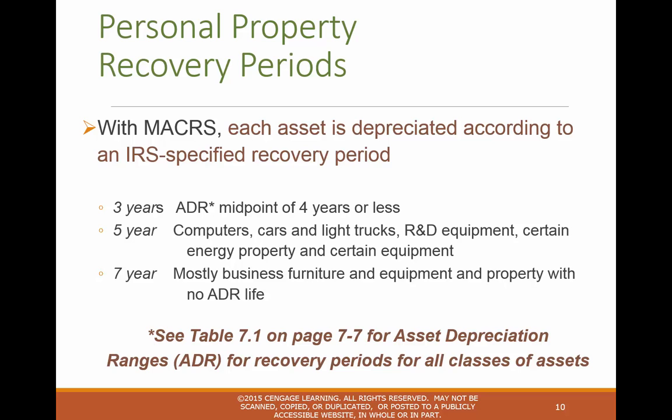5-year is cars, trucks. Most of your qualified technological equipment is like when people buy robotics or computers, 3D printers, energy property, your solar panels, your turbines, your geothermals, anything like that. Research and development property, anything they use in a lab, all your computers.